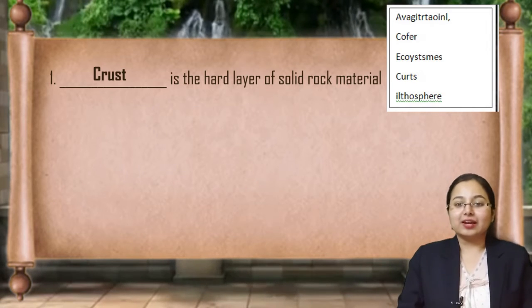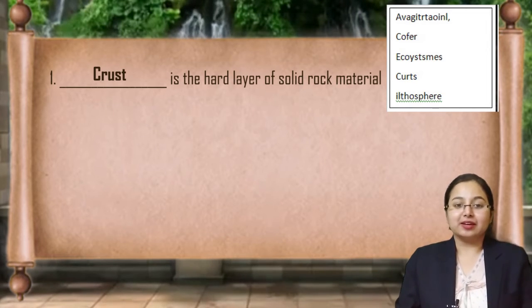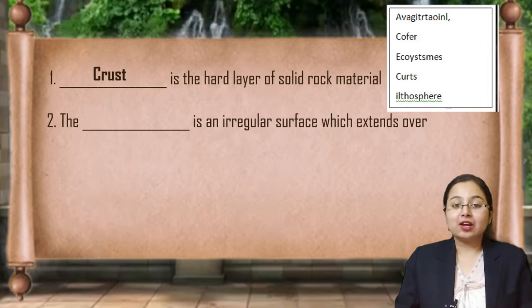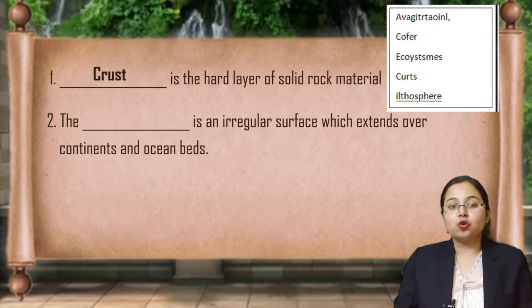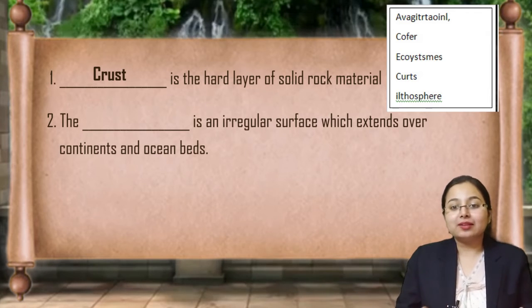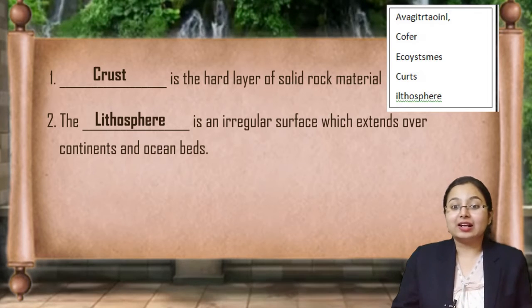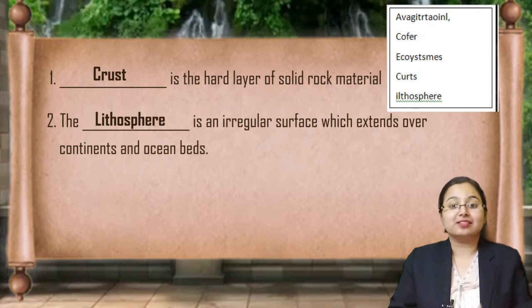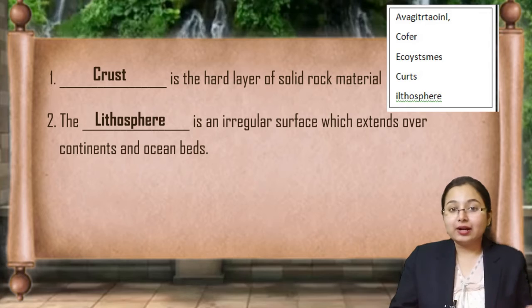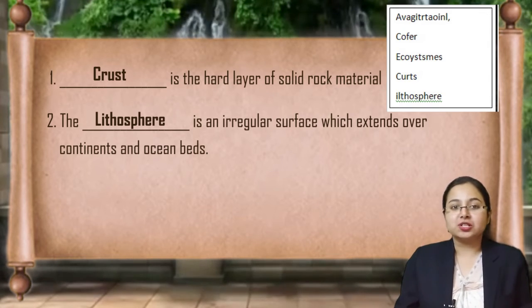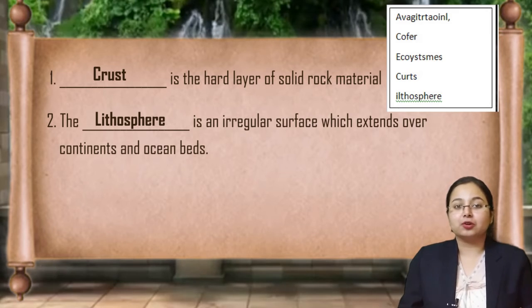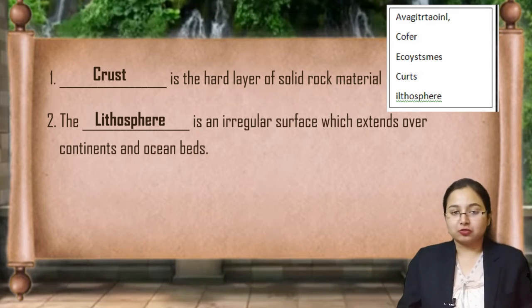Now let's move to the second question. The second question says, the dash is an irregular surface which extends over continents and ocean beds. So what is an irregular surface? Lithosphere, that is land. It is an irregular surface and it extends over several continents, means land extends over several continents and ocean beds. So the correct answer will be lithosphere.